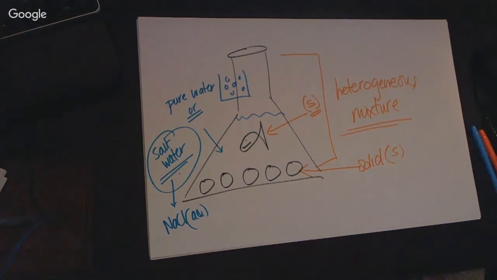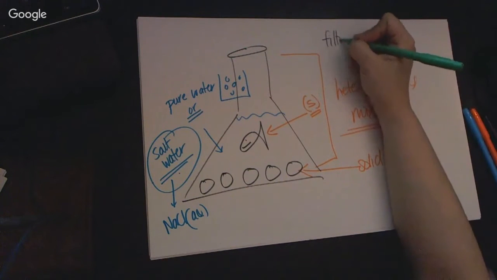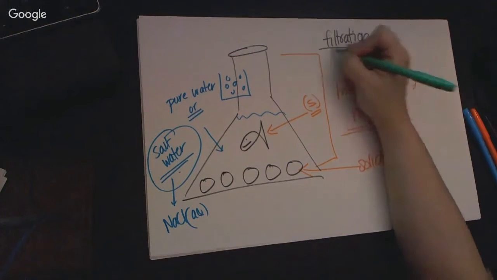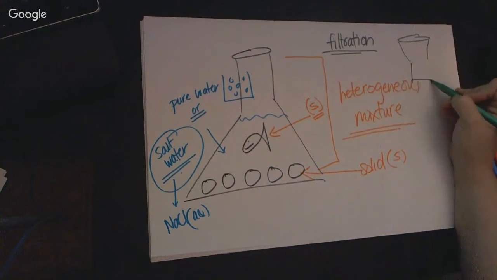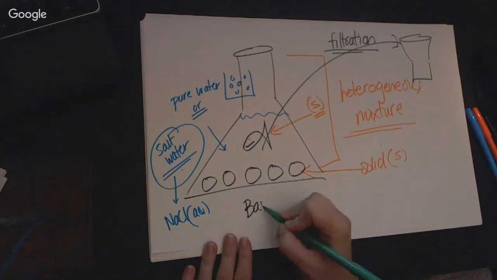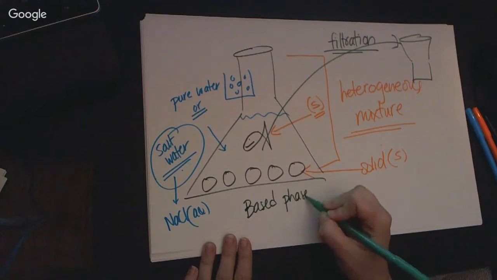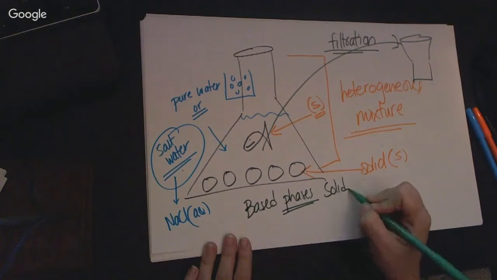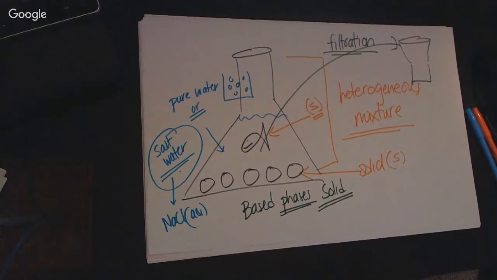Now, with a heterogeneous mixture, you need to know that you can clearly see the different parts, and if you would like to separate a heterogeneous mixture, you can use a method called filtration. The way filtration works is you take a funnel and you pour the contents of Mr. Wright's fish tank into the funnel, and you separate these different components based on their phases of matter. You need to have a solid in order to do this.